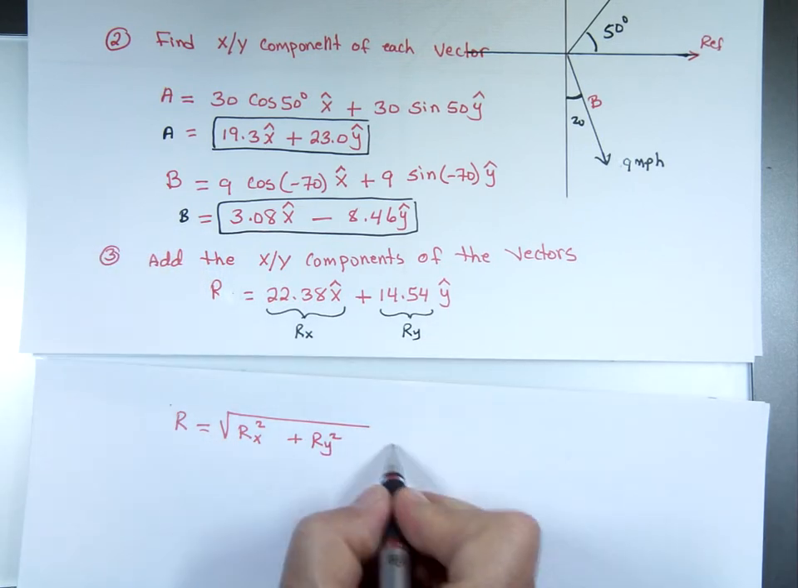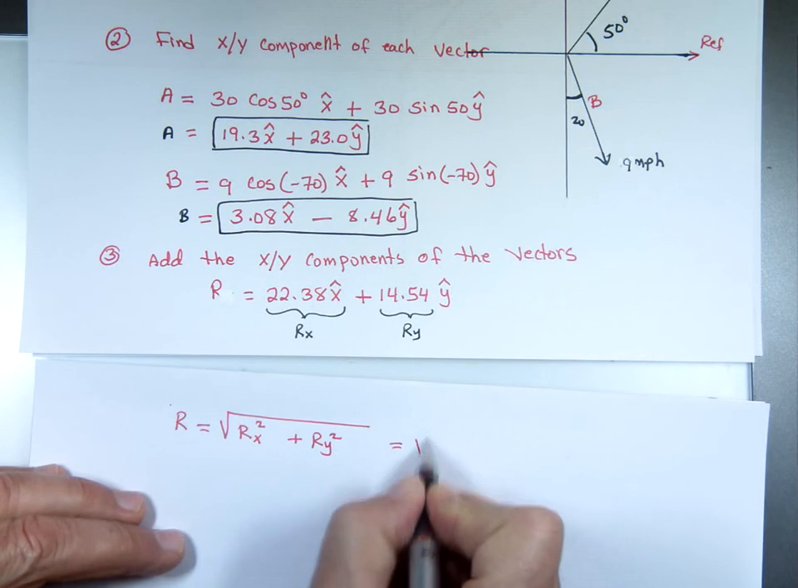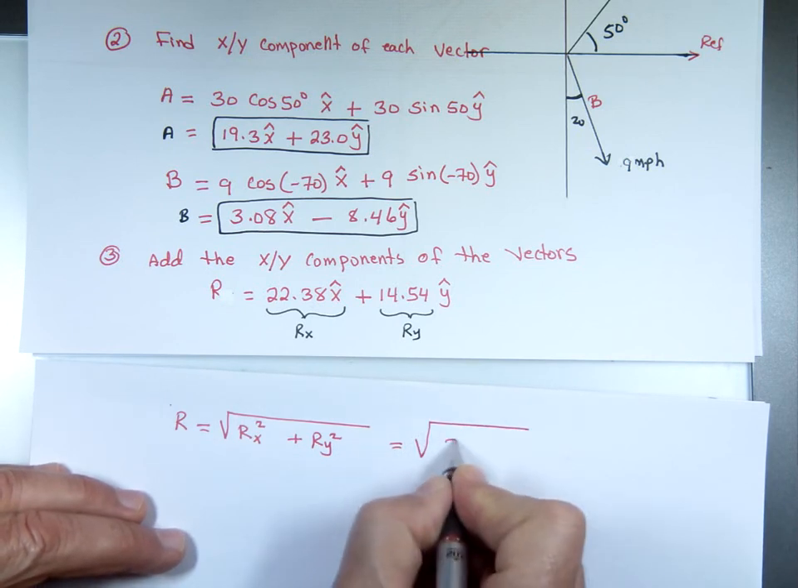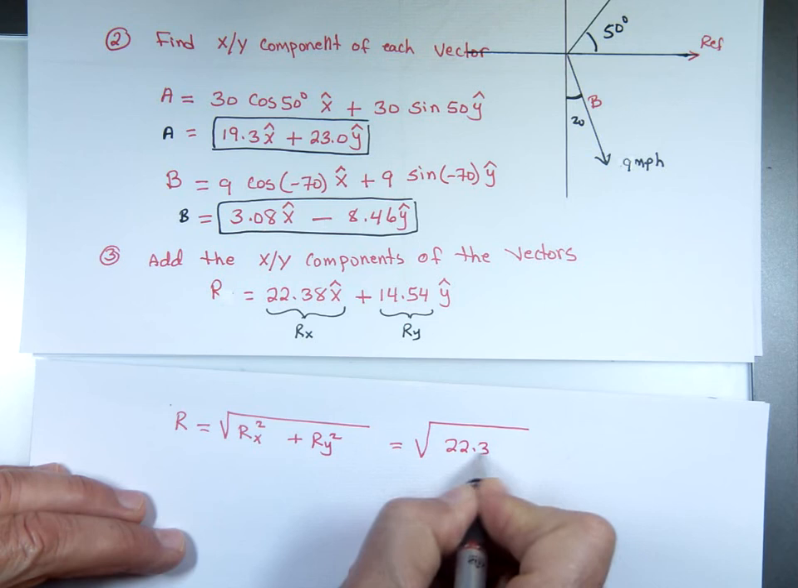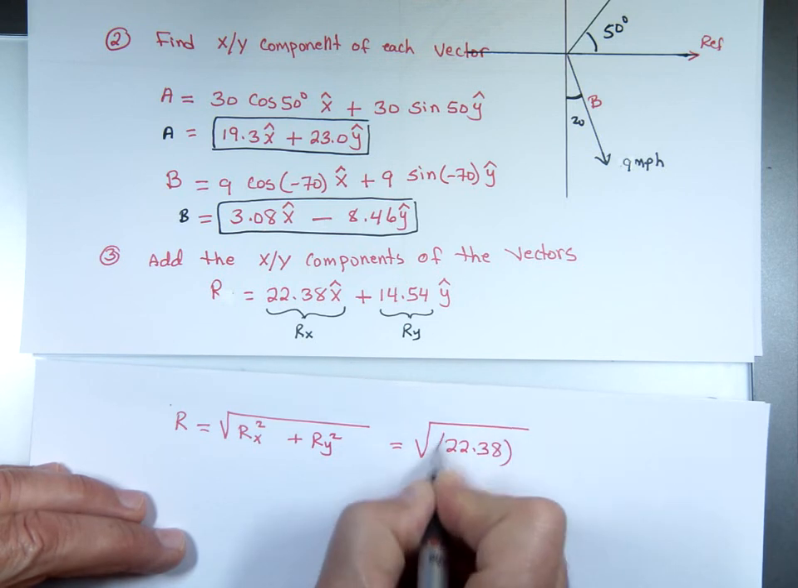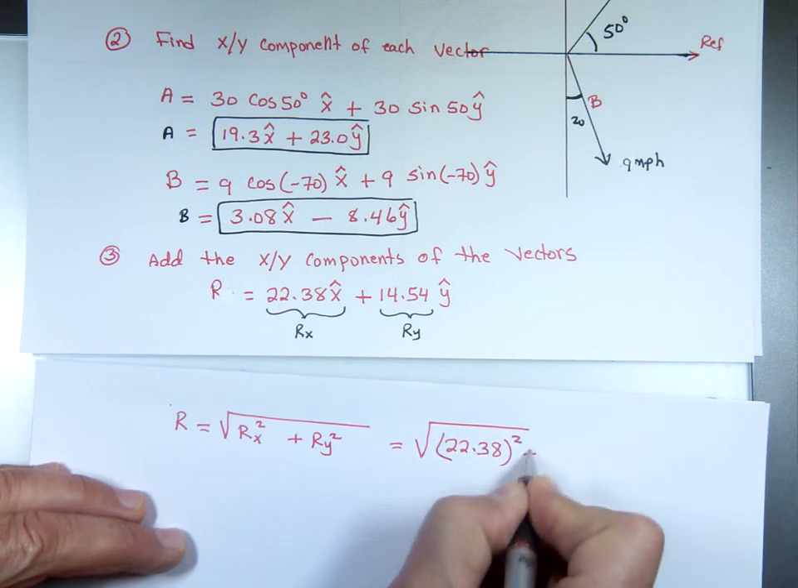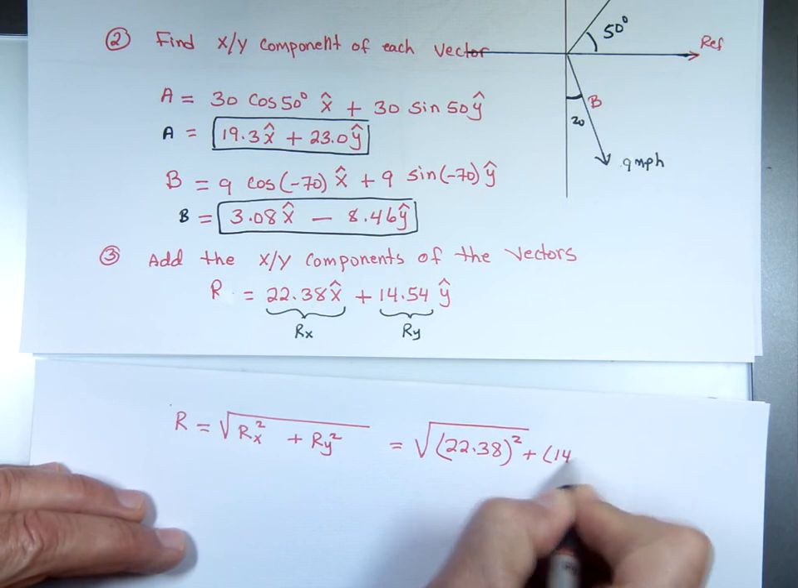So that's going to be the square root of 22.38. Don't put the x there. That's just the direction of it. Plus 14.54 squared.